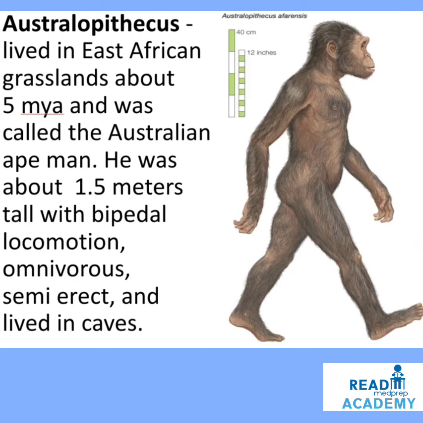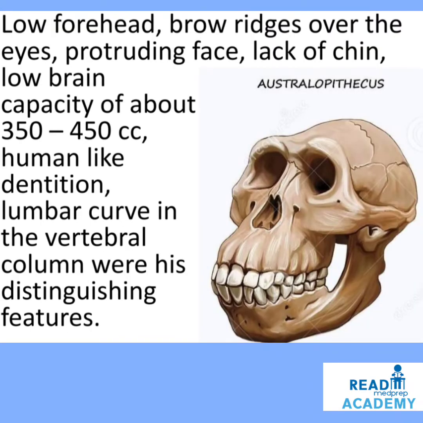Australopithecus lived in East African grasslands about 5 million years ago and was called the Australian ape man. He was about 1.5 meters tall with bipedal locomotion, omnivorous and semi-erect, and lived in caves. The skull had low forehead, brow ridges over the eyes, protruding face, lack of chin, low brain capacity of about 350 to 450 cc. Human-like dentition and lumbar curve in the vertebral column were his distinguishing features.